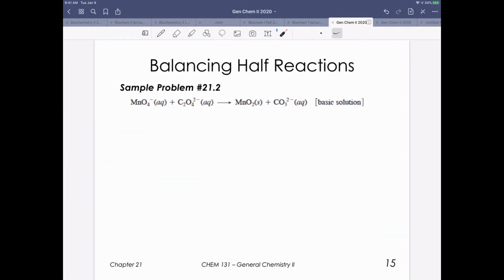Okay, time for you guys to work through one on your own. So here's what that problem is. Here's the skeleton. I shouldn't say balance. Here's our skeleton reaction for permanganate anion reacting with oxalate anion to generate manganese dioxide and carbonate anion.